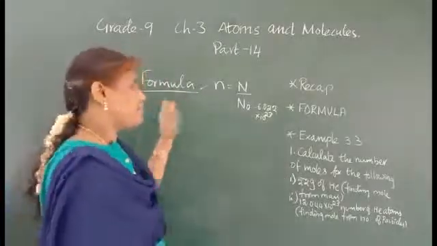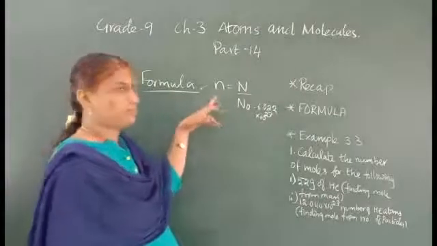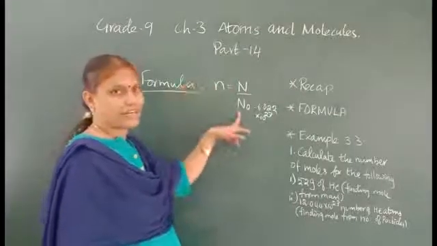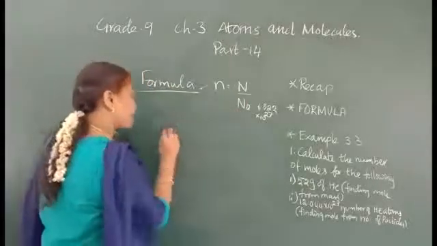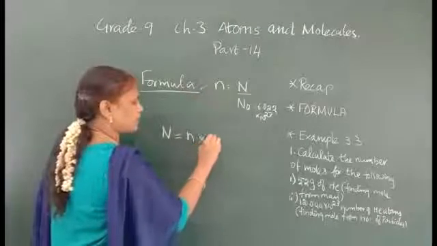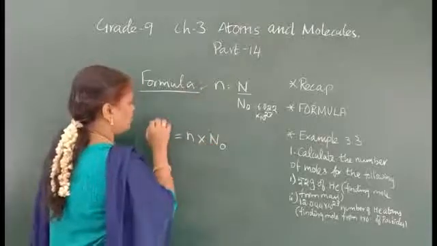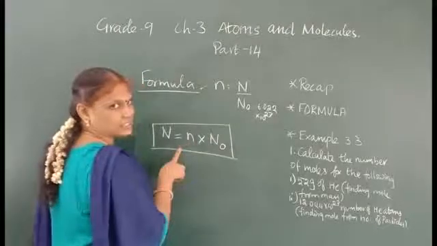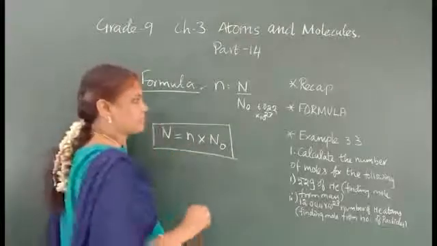But if they have given the number of molecules and we know the Avogadro's number, if they ask the number of particles, then what we have to do? Just n into N naught. If they ask the particles, but if they have given the number of moles, this is the formula. So only 4 formulas we have seen today.